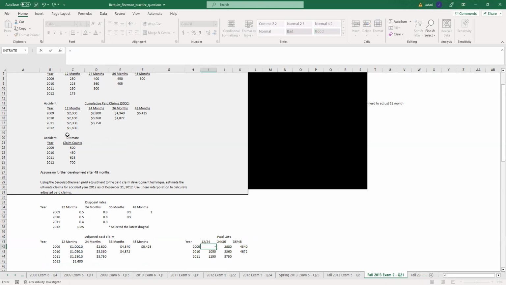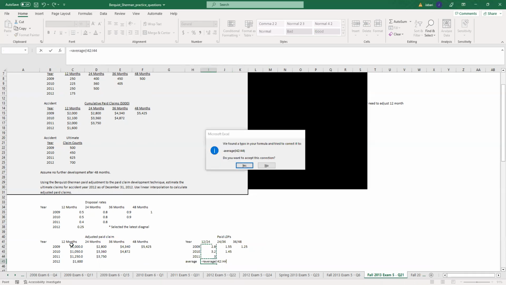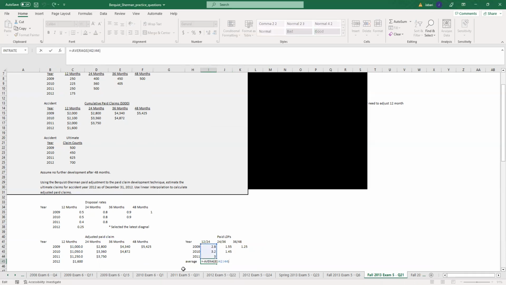And now this is the same as the chain ladder method. Just going to run through it real fast. Gotta go through here, drag the formulas down, and then I'm just going to take a straight average. After the adjustment, yeah, these are fairly close to each other.